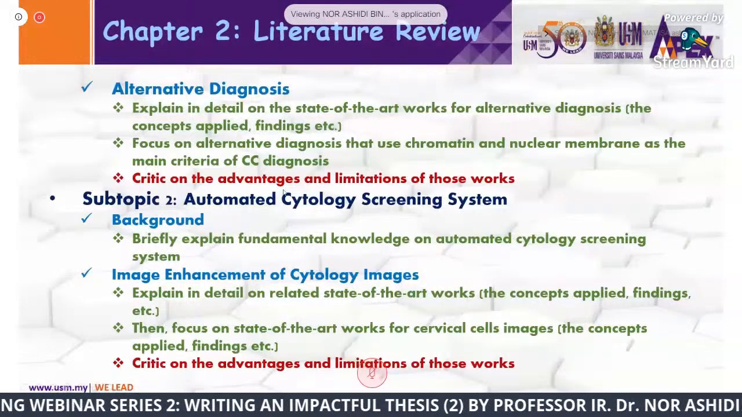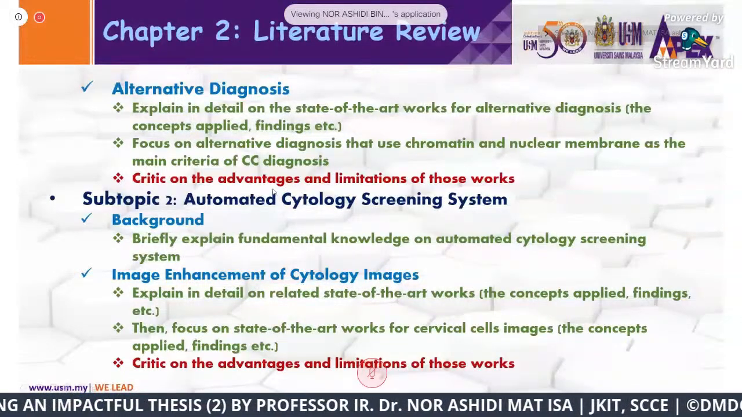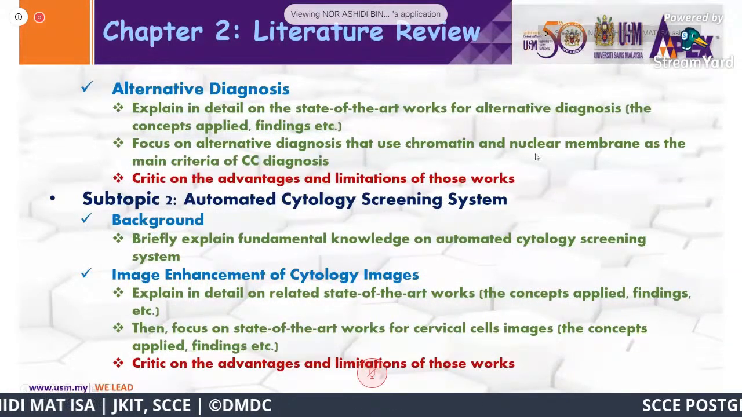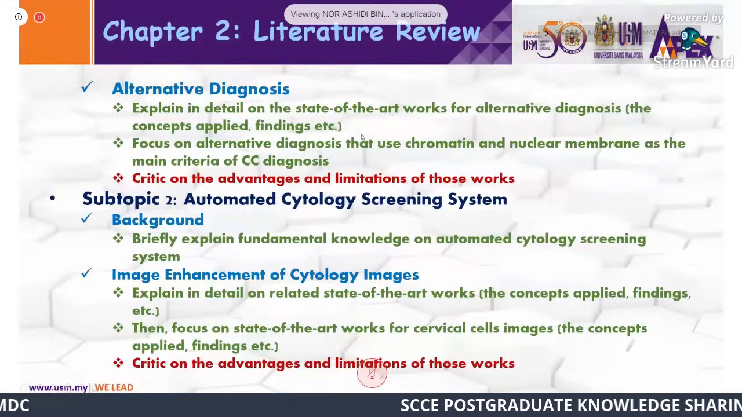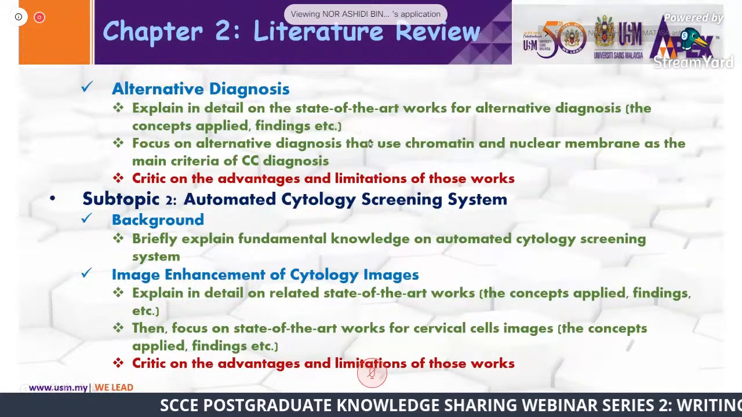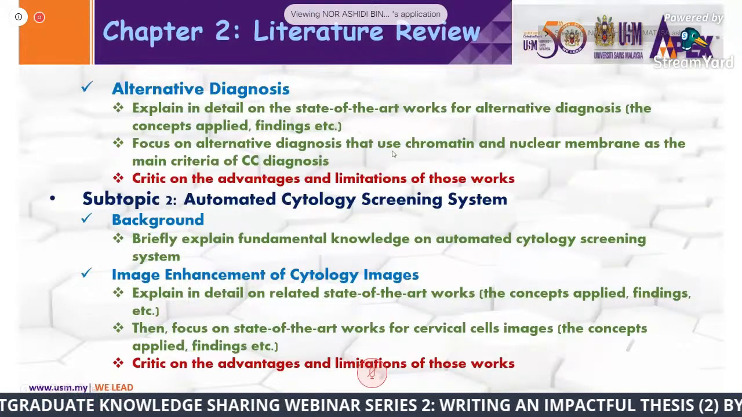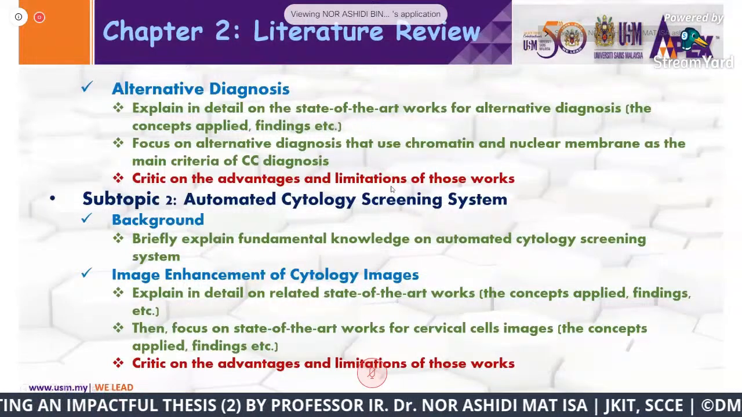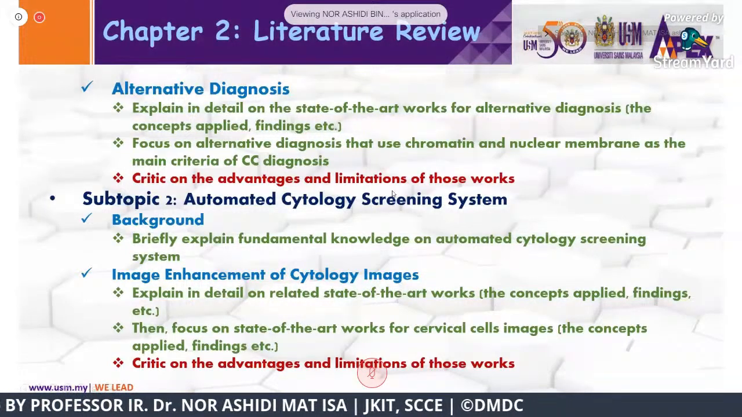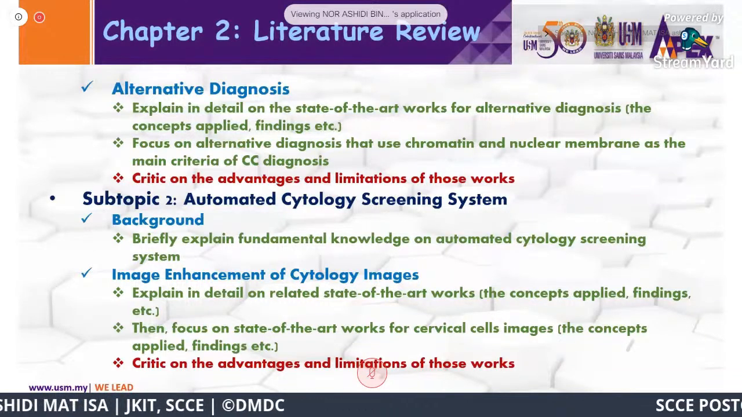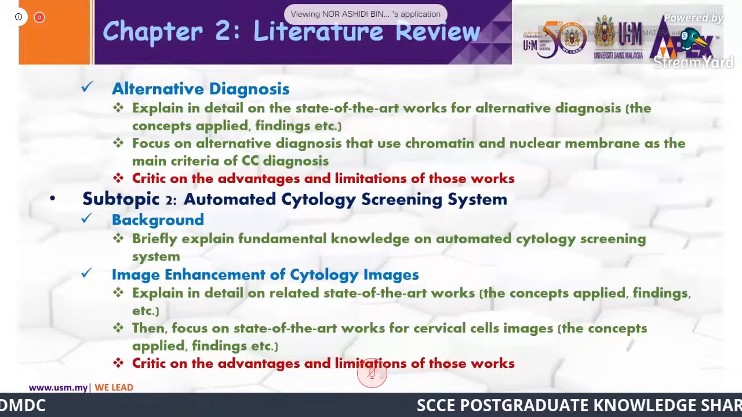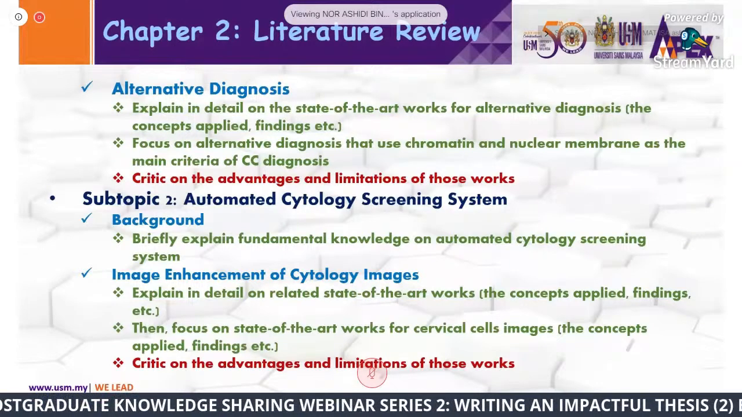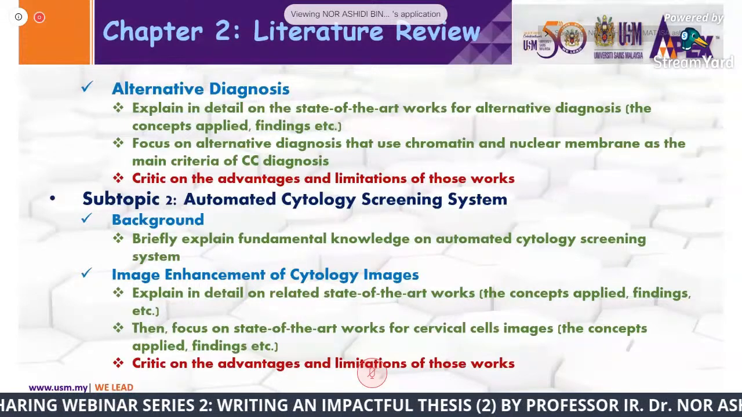This is very important, because at the end of this point, you state that people are not considering the chromatic and nuclear membrane yet. They are concentrating on other features, but those features have problems. So now you leave the reader, or the examiner, with the real problem. So at the end, the reader or examiner knows this is actually the gap to be filled or addressed by you.